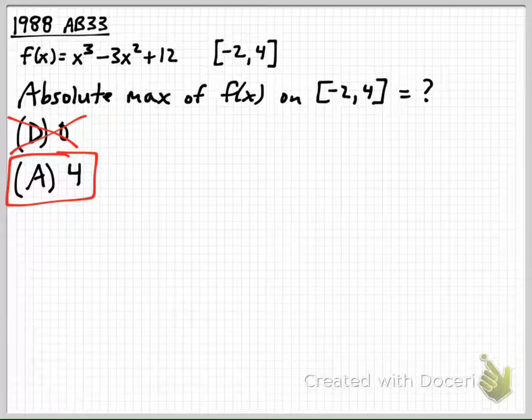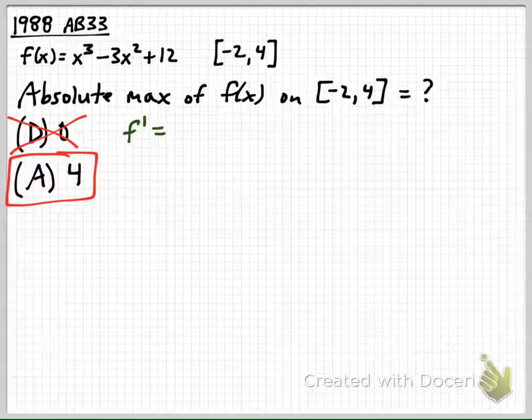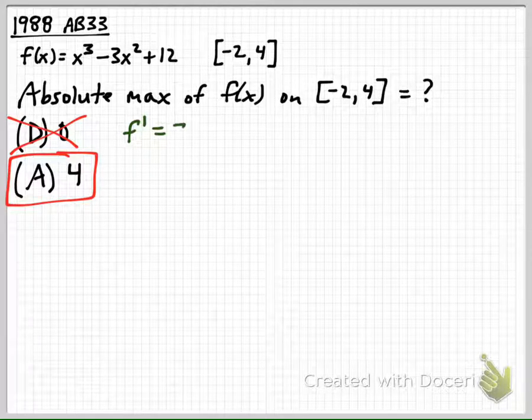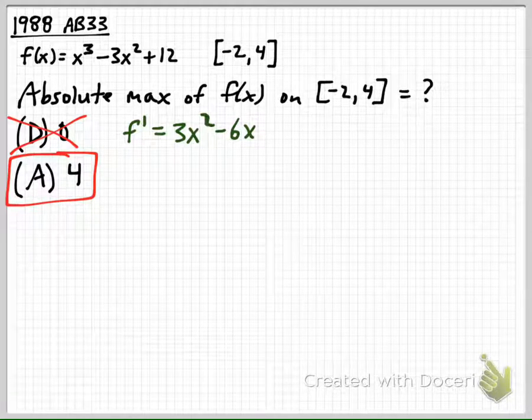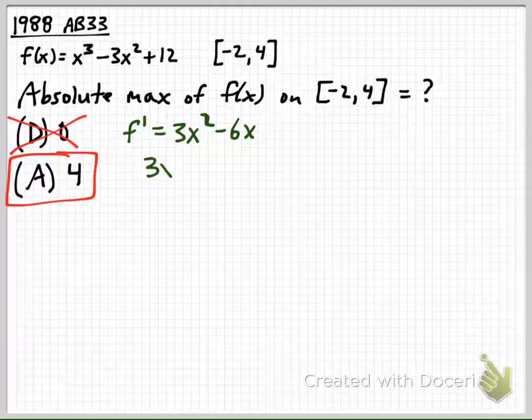Okay, so let's take a look. We already know that f prime of x is what we have to find. So f prime of x, and this is how I would do it, I wouldn't even write the x. F prime equals 3x squared minus 6x. Super simple to set this equal to 0, because you already know how to factor that. So 3x squared minus 6x equals 0.